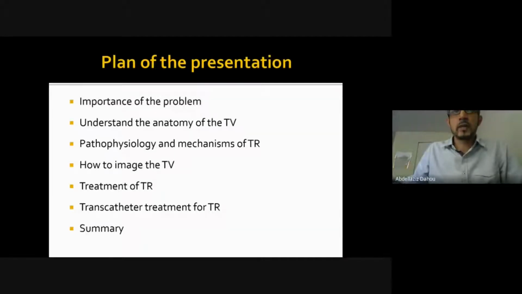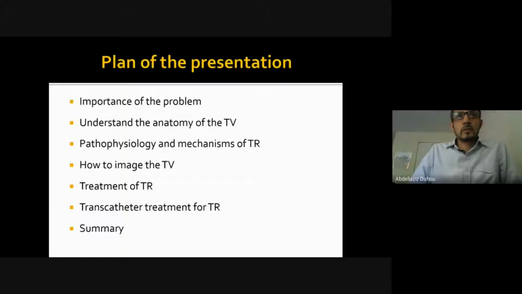This is the plan of my presentation. I want to talk first of all about the importance of the problem, tricuspid regurgitation, the tricuspid valve. We need to understand the anatomy of the tricuspid valve because we are going toward a new transcatheter treatment for the tricuspid valve. And if you don't know the anatomy of the tricuspid valve, you cannot perform any repair or replacement of the tricuspid.